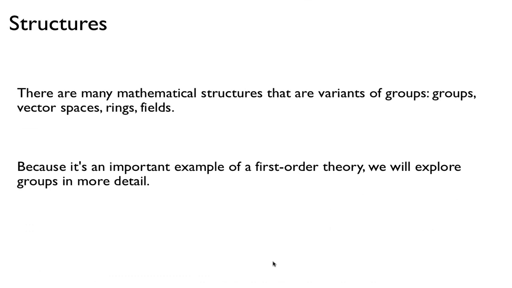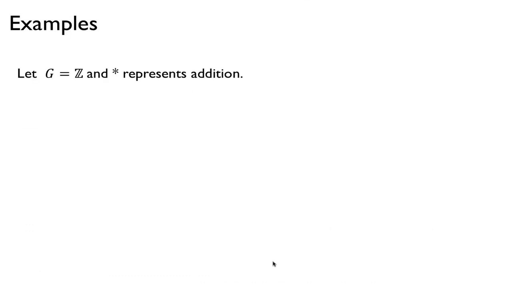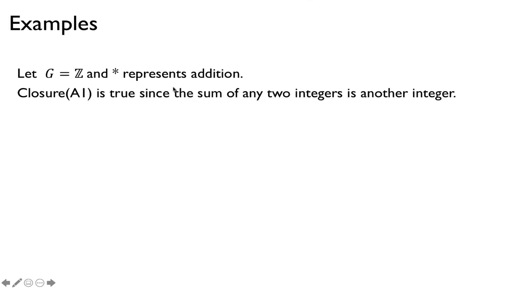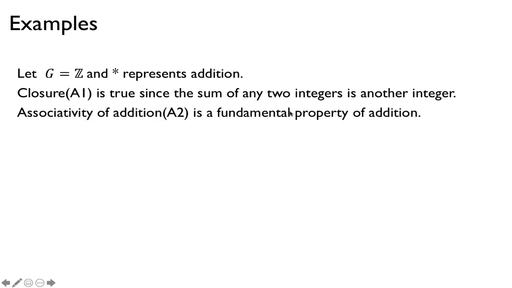So we're going to explore this in more detail so we really understand this one example, so that when you see other examples built on top of first order logic, it will make a little more sense. So let's do this in more detail. Let's see some examples of a group. If G is the set of all integers and the operation is addition, this is a group. The first axiom is closure. That's certainly true. You have two integers, you add them, you get another integer. Obviously, addition is associative.